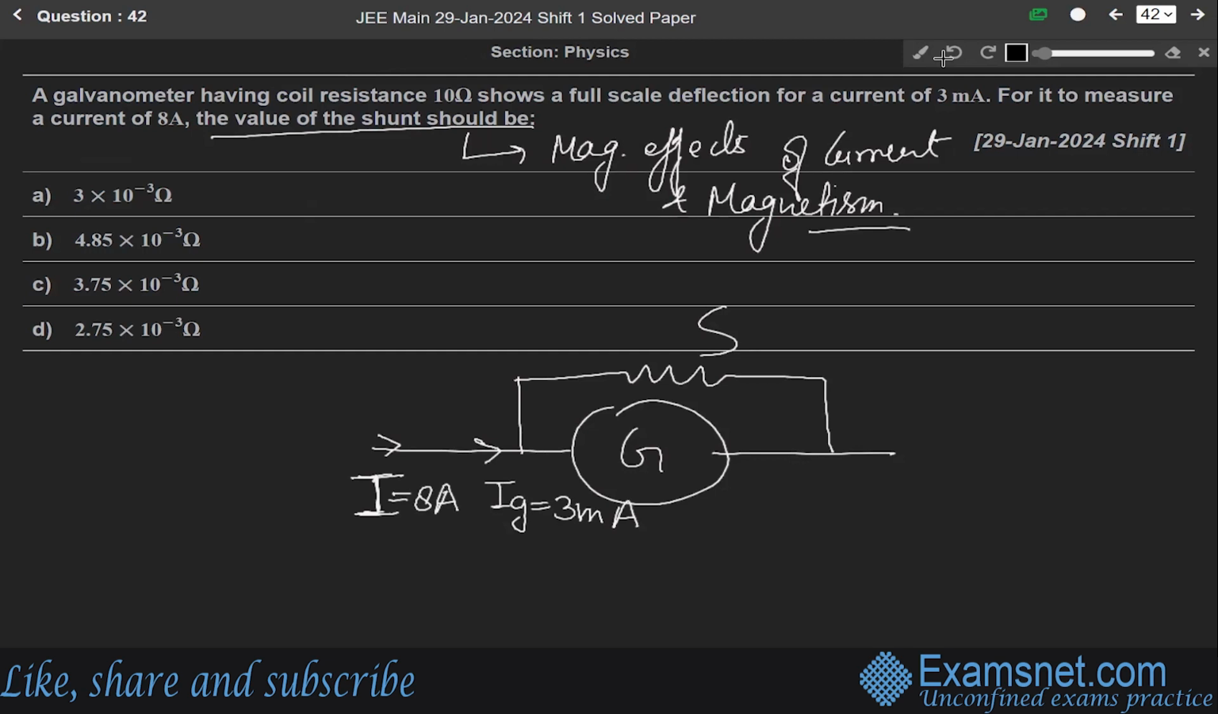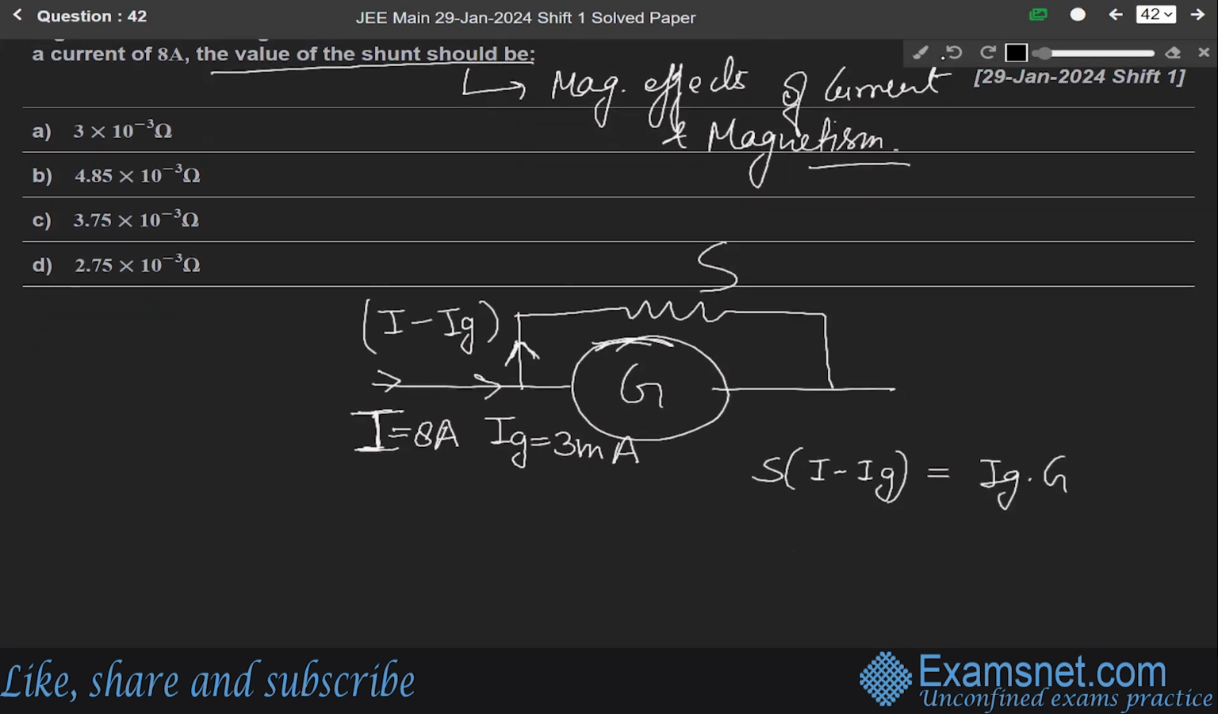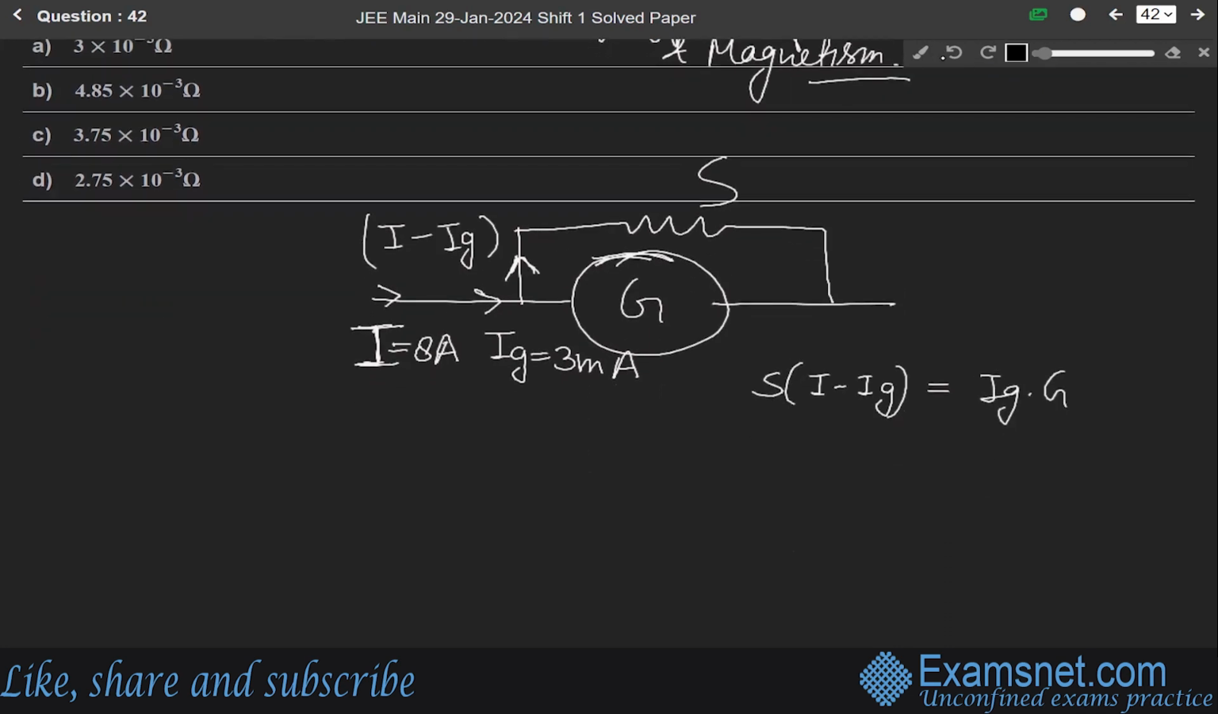So we can write, if Ig is across G, then across S it will be I minus Ig. If Ig current is flowing across galvanometer G, then the current across S will be I minus Ig. So we can write S times (I minus Ig) equals Ig times G. So S will be equal to Ig times G over (I minus Ig).